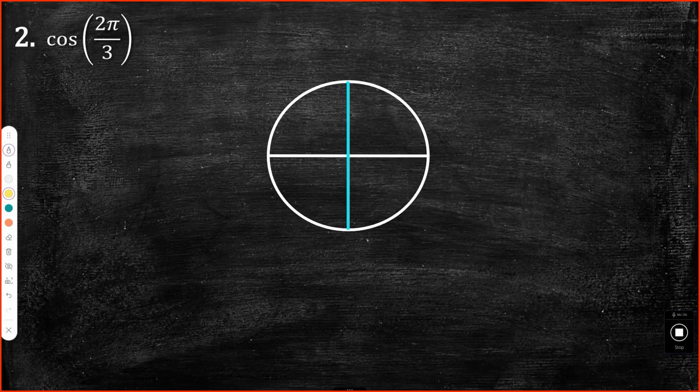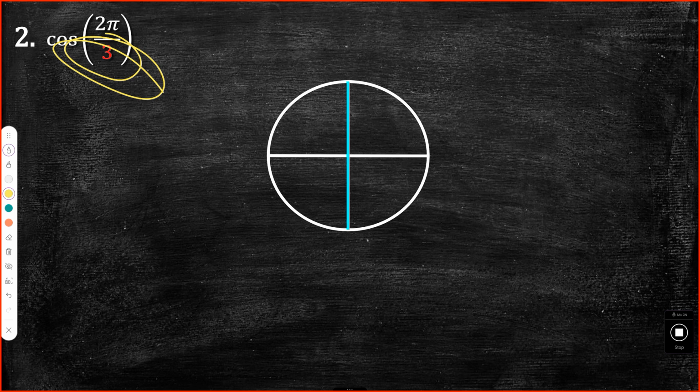Cosine 2 pi by 3. What are we looking at, Brian? Oh, it's right here. Brian, say we're looking at the number 3 that's red. We're focused on that 3. That 3 is the focus.